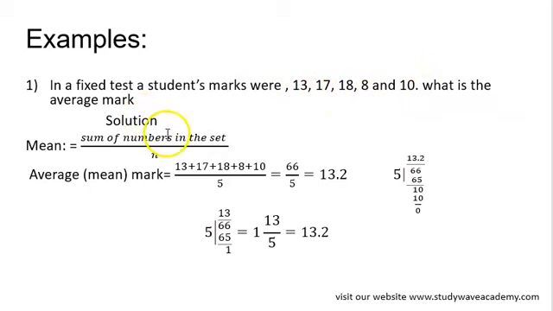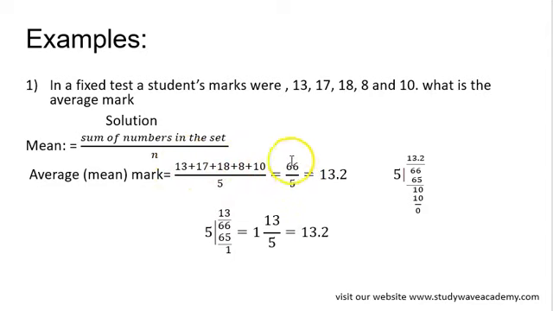What is the average mark? Remember, in the beginning we said mean is also known as average, right? So we are looking for the average mark of a student's test. We first of all write out our mean formula, then we input our numbers into our formula. We have 13 plus 17 plus 18 plus 8 plus 10 over 5. Then we add our numerators together, we have 66 over 5.